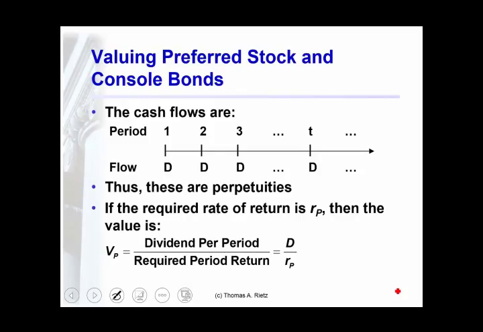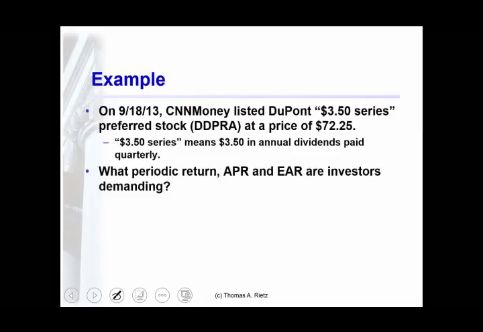To value the console bond or the preferred stock, you would just take the cash flow divided by the interest rate because it is a perpetuity. For example, DuPont has 2 series of preferred stock outstanding. Their 350 series was priced at $72.25 on September 18, 2013. Now, 350 series means that the stock pays $3.50 annually in dividends, and they pay the dividends on a quarterly basis. So what is the value of this stock today?